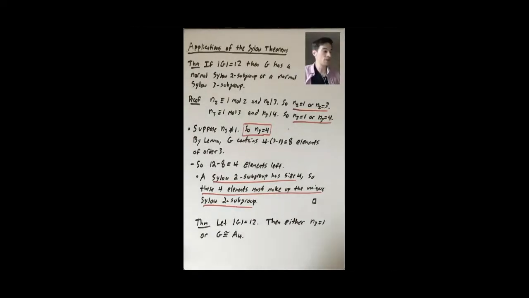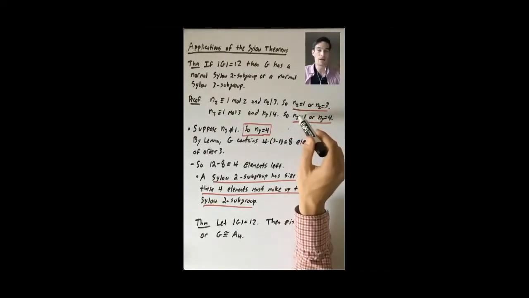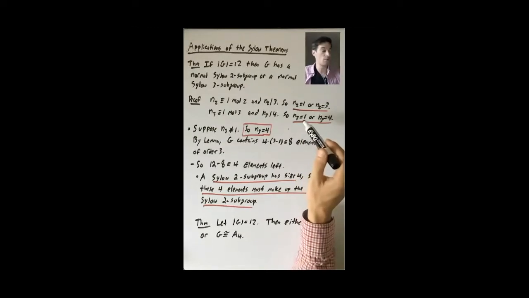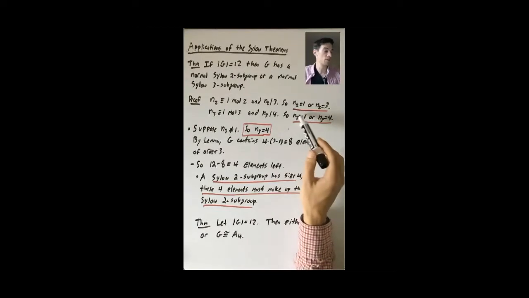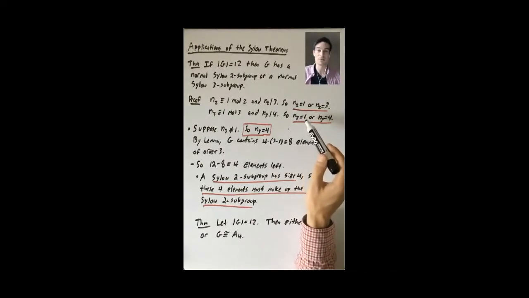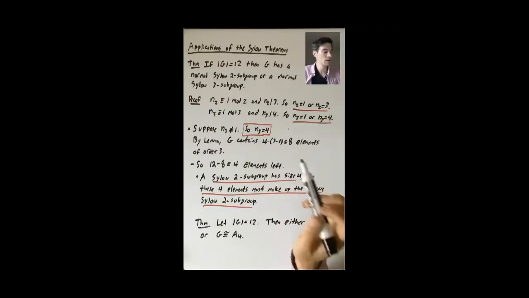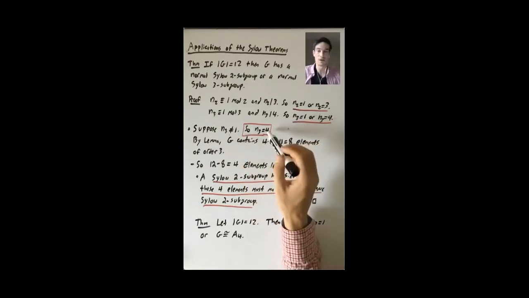So what we want to show is that at least one of these needs to be 1, that there's a normal Sylow 2 subgroup or a normal Sylow 3 subgroup. So let's suppose that n3 is not equal to 1, because if n3 equals 1, there's a normal Sylow 3 subgroup, and we're done. So if n3 is not 1, then it has to be 4.